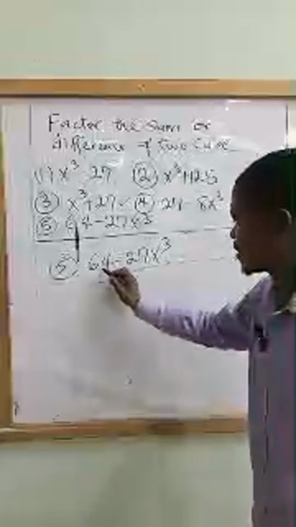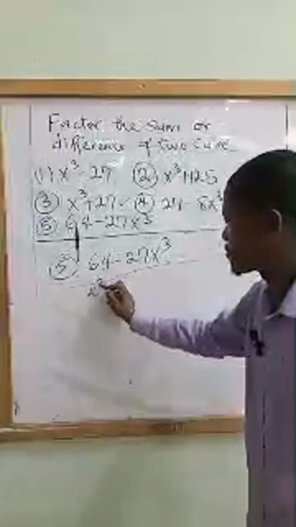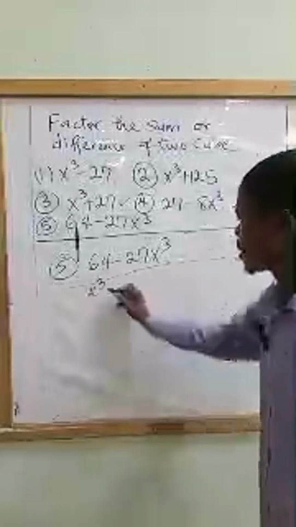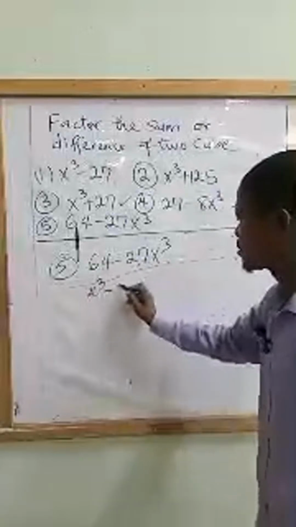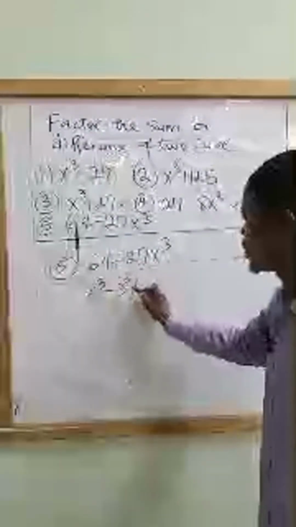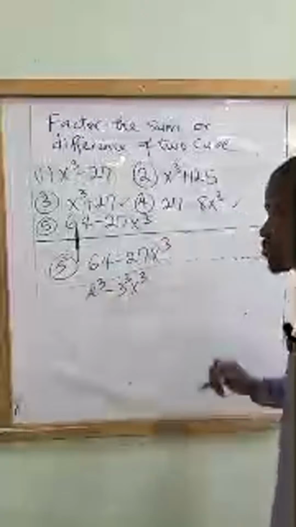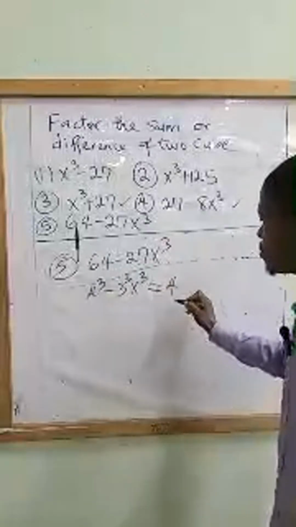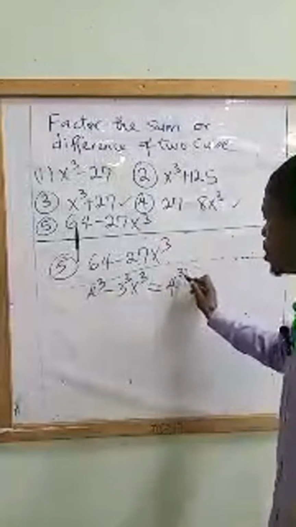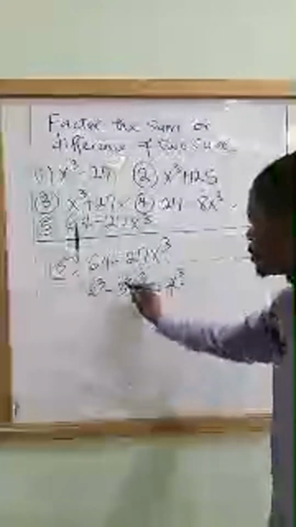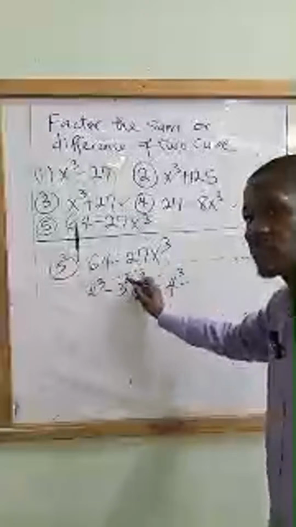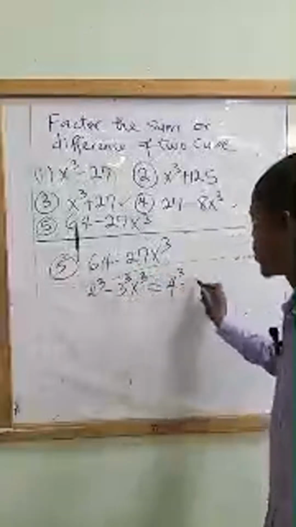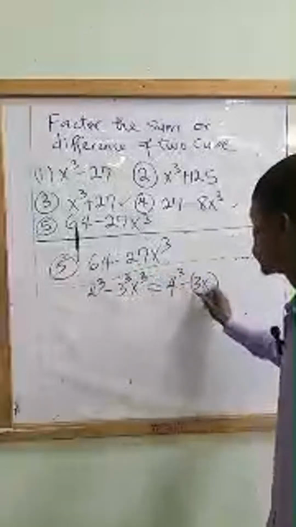We can write this 64 as 4 to the power 3, minus 27 as 3 cubed, and then times x cubed. And that will be equal to 4 cubed minus this one. They have the same exponent, they have the same power, and that will be 3x to the power 3.